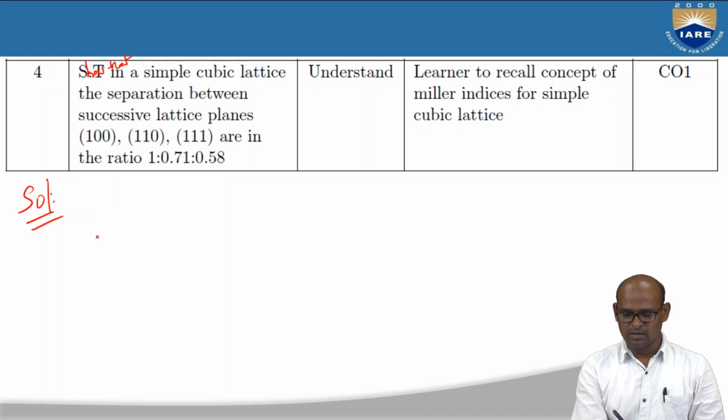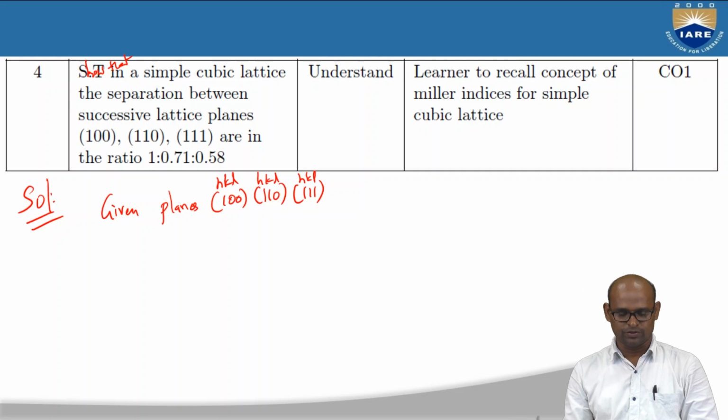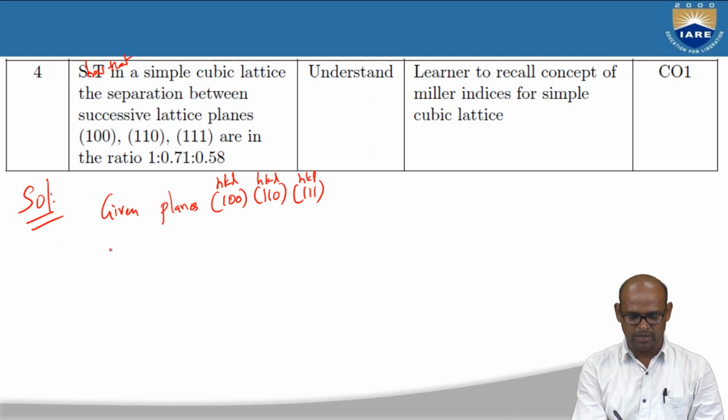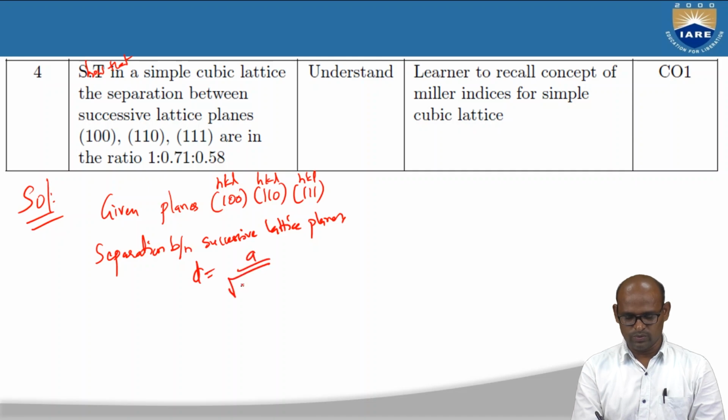Okay. So whatever they have given, they have given lattice planes 100, 110 and 111. So these are hkl planes. We need to find out the separation. So the separation between successive lattice planes is given by d, which is equal to a by square root of h square plus k square plus l square. So this is the formula.